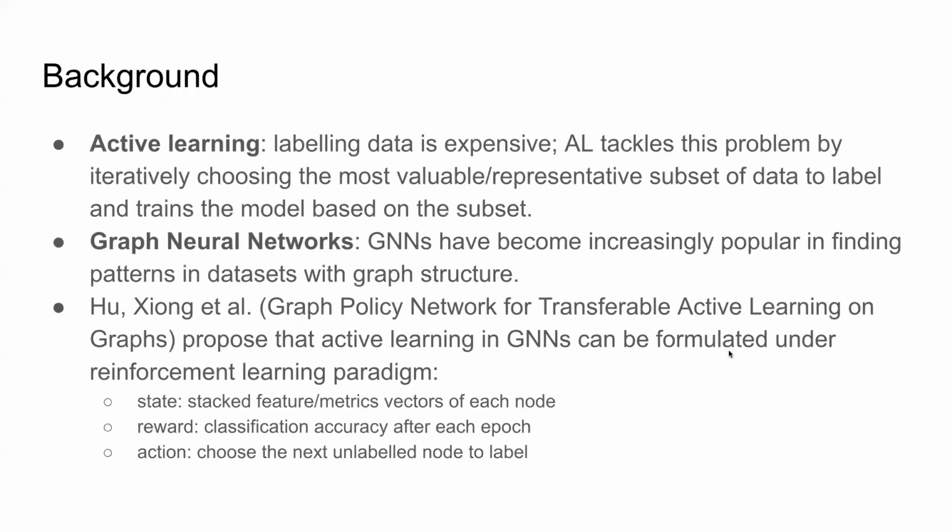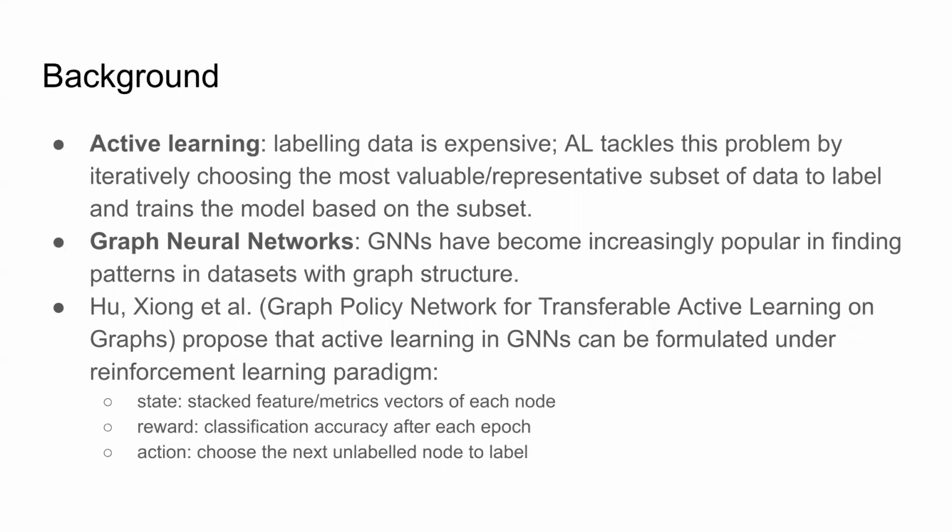To begin with, I'll give a short introduction here. So we know that generally speaking, labeling data is very expensive. Active learning tries to tackle this problem by iteratively choosing the most valuable subset of data to label and trains the model based on this subset to achieve a good performance.